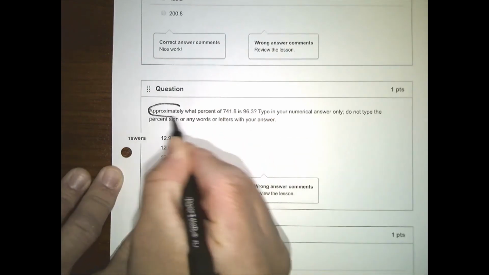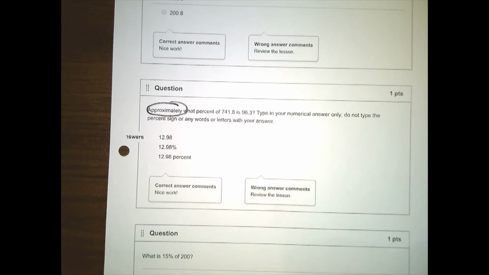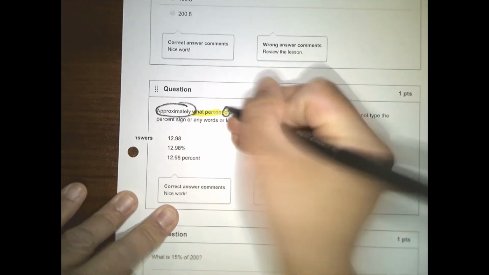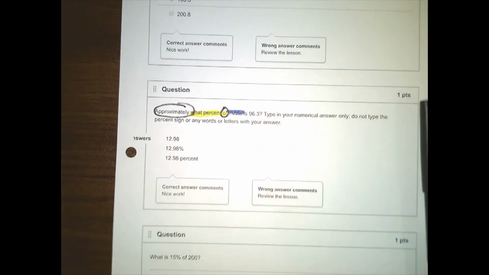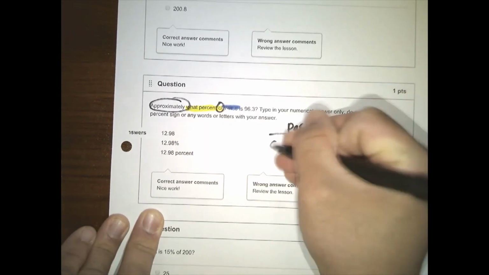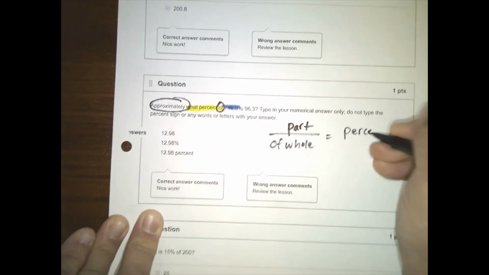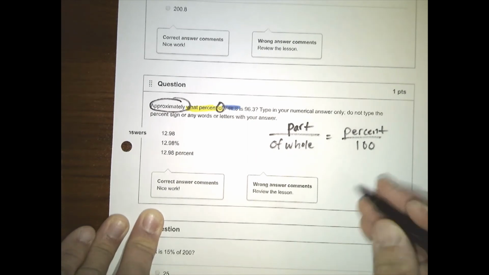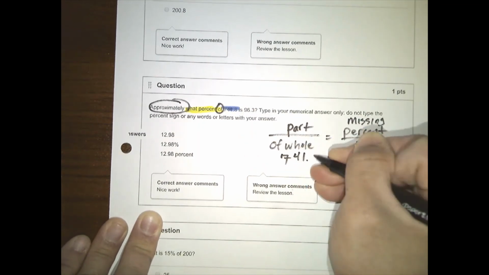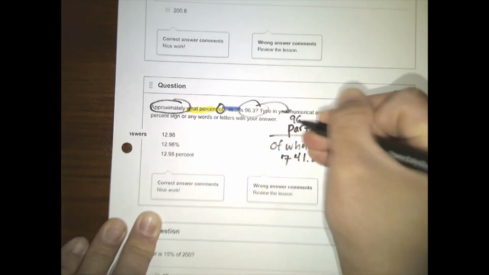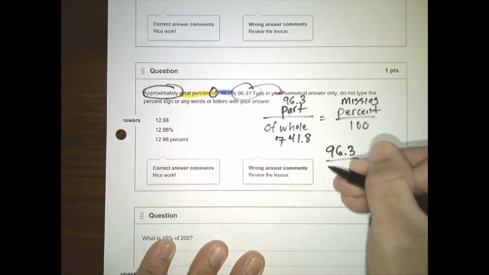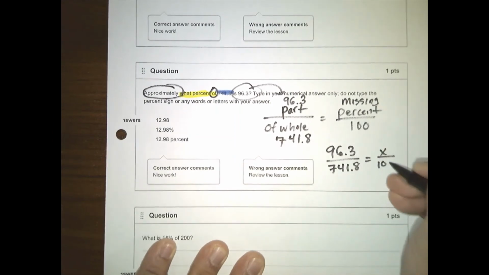So this one is not going to be an exact answer, but approximately what percent, so the percent is missing. What percent of, so I see the word of, so that would mean that the next part is going to be the whole, is 96.3. So I have part of a whole equals percent out of 100. So the percent was missing, and the whole was 741.8, and the part was 96.3. So now I'm going to set up the proportion. 96.3 out of 741.8 is x over 100.